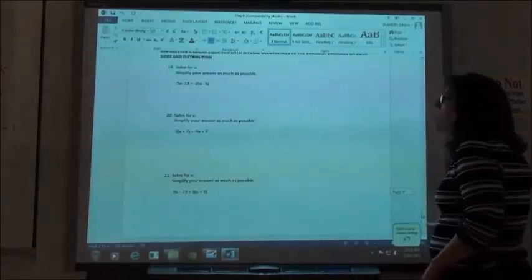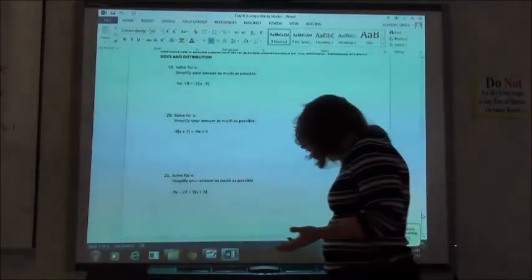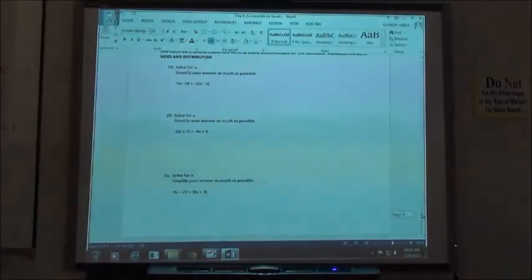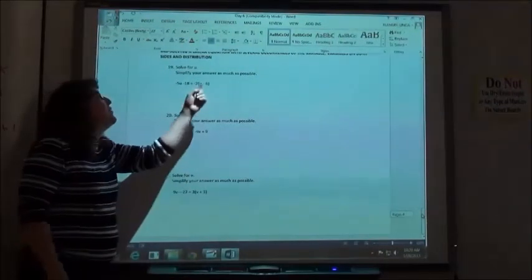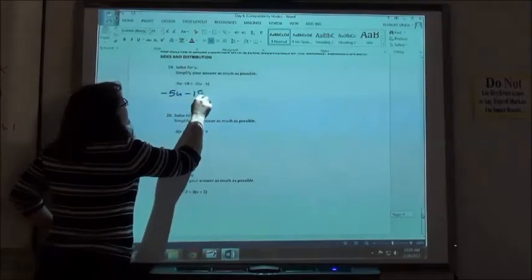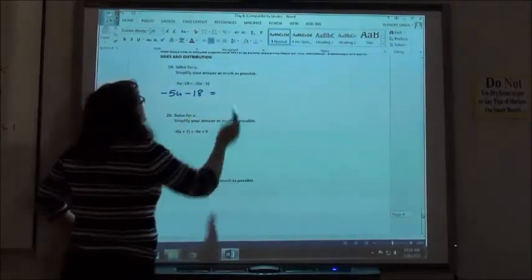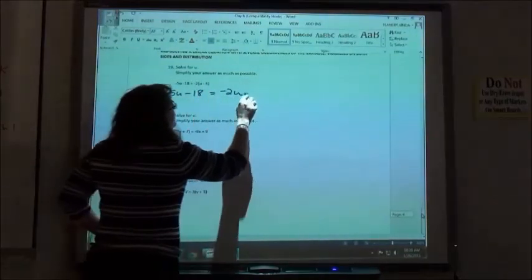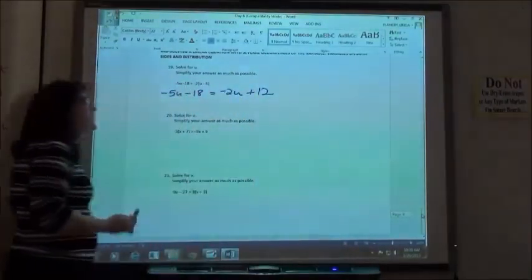Problems 19, 20, and 21 still have the parentheses, but on this one I'm going to end up with a number and a variable on both sides. But still the first step is always getting rid of those parentheses, so we're going to do that first. I have negative 5u minus 18 equals, on the other side, negative 2u, and then a negative times a negative gives me a positive 12.